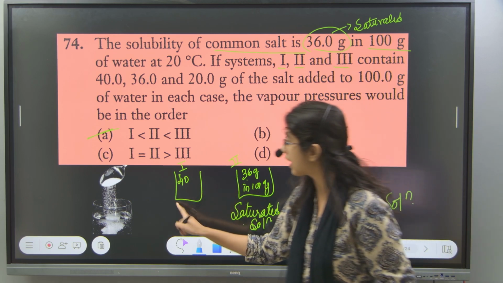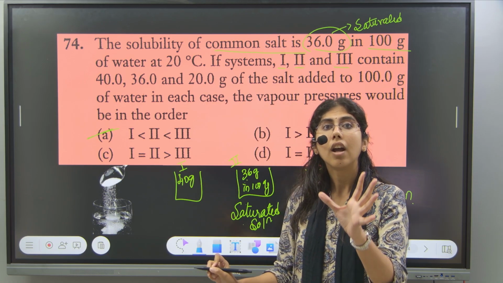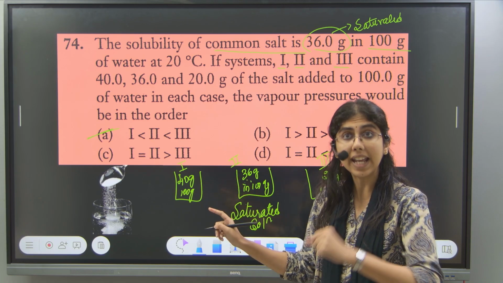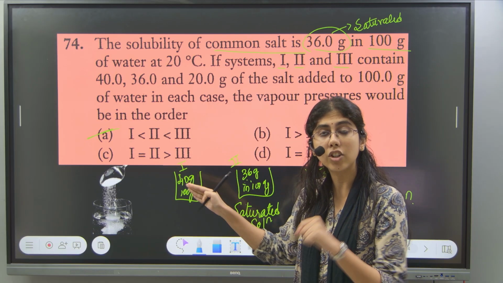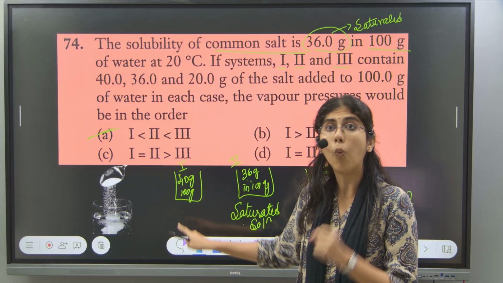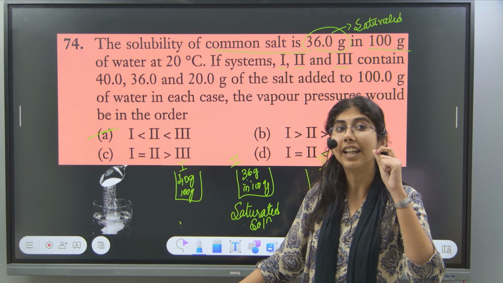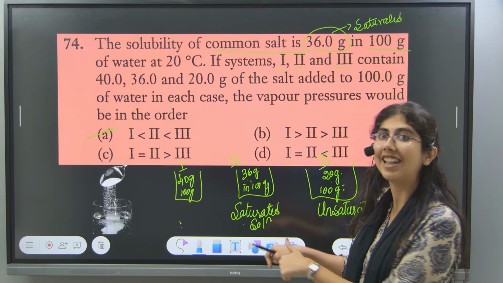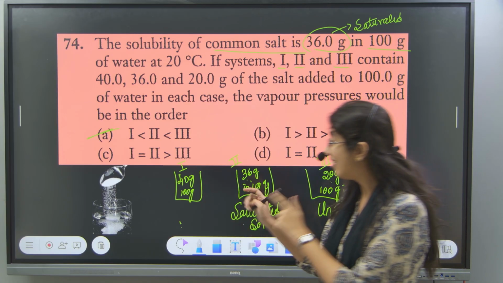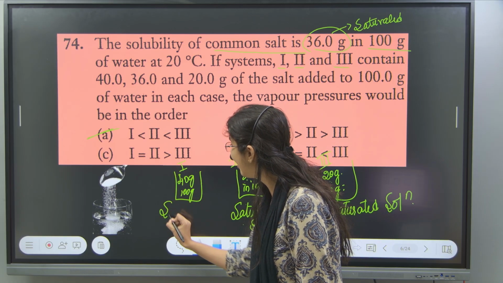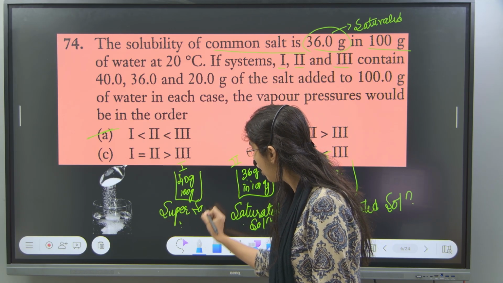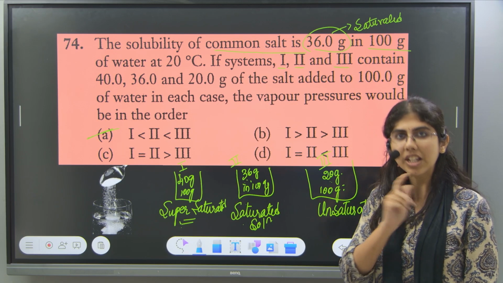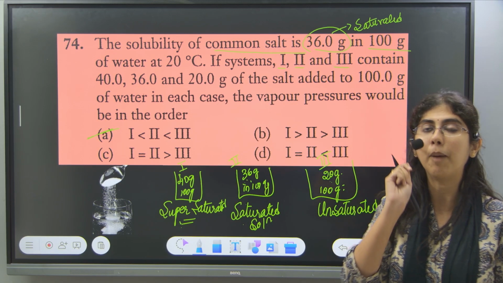Now, in the first case, the maximum capacity of the solvent is actually 36 gram. But I have added extra, that is an extra 4 gram. I have added 40 gram. What can I call this solution? Anybody? Unsaturated? No, this is not unsaturated. You have more than the required amount. Supersaturated. Very good, very good. So this is supersaturated. Now students, here is a catch. Here is where you have to apply that.